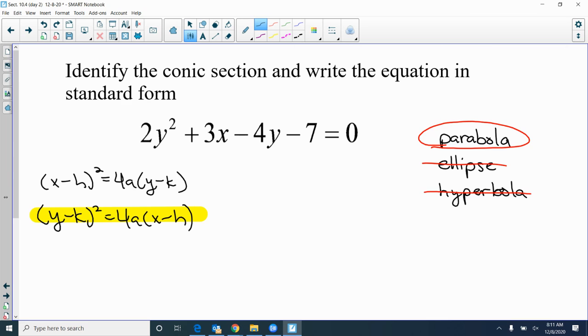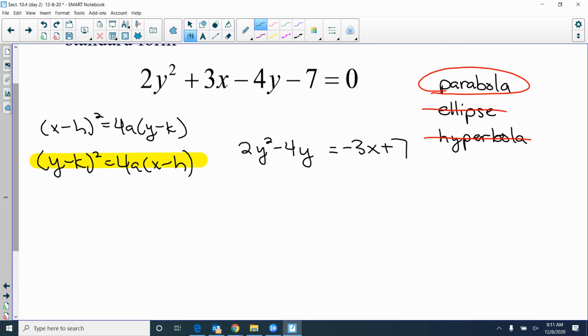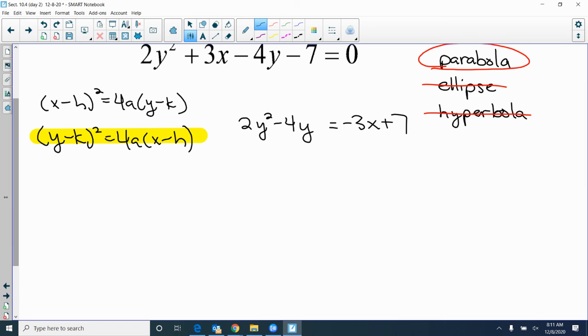And remember to do that, we're going to take whatever has the y value. So we get 2y squared minus 4y on the same side equals, move your other two terms to the other side, because we want just y minus k squared over here. So now to do the completing the square, you've got to factor the 2 out. And I got negative 3x plus 7, and I got to counter it over on the other side.